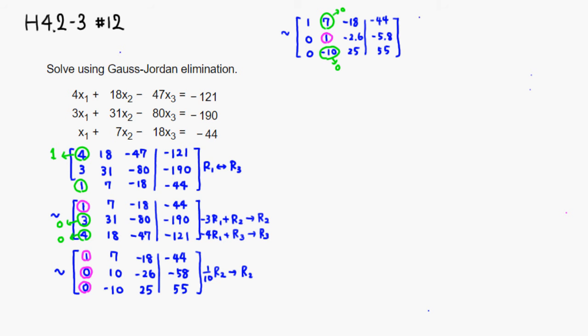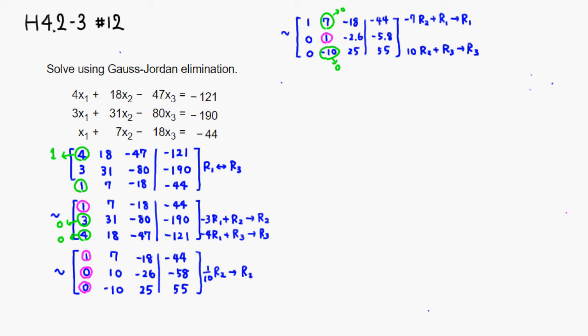So take row 2, because the leftmost 1 is in row 2. Then we're going to multiply by the negative of the number you want to get rid of. So we want to get rid of 7, so we're going to multiply by negative 7 and add it to row 1. Then this is going to be our new row 1, right? Then we're going to get rid of negative 10. So we're going to multiply R2 by positive 10, then add it to R3. That's going to become our new row 3.